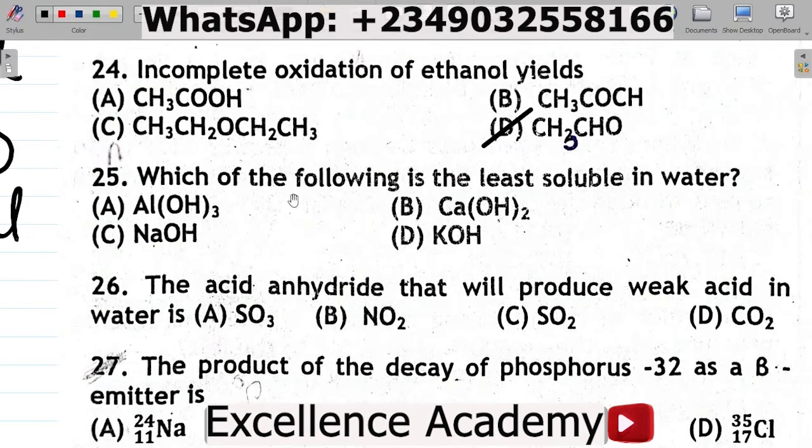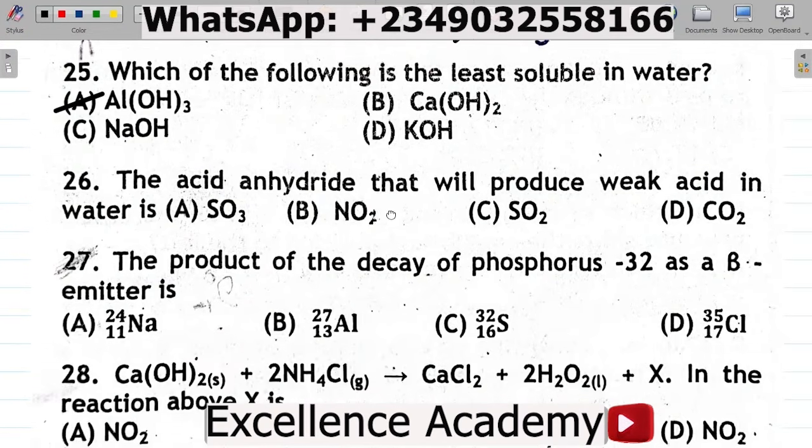Question 25. Which of the following is the least soluble in water? Now you have A, aluminum hydroxide. B, calcium hydroxide. C, sodium hydroxide. D, potassium hydroxide. The correct answer for this question is actually aluminum hydroxide. Of all the options given here, the least soluble in water will be aluminum hydroxide, followed by calcium hydroxide, and then the others. So you could note this question.